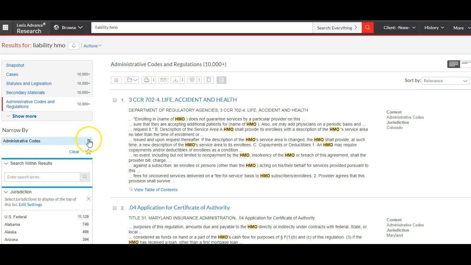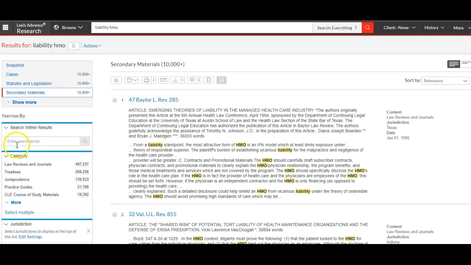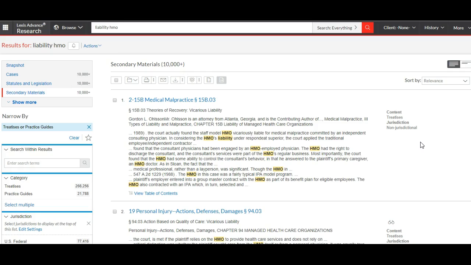If we again go back to our favorite search, we would see secondary materials, some of which are practice guides, treatises, maybe even CLE, practice insights might be interesting. So again, these are some of what we've been thinking about as treatises, but they're really more practice guides.